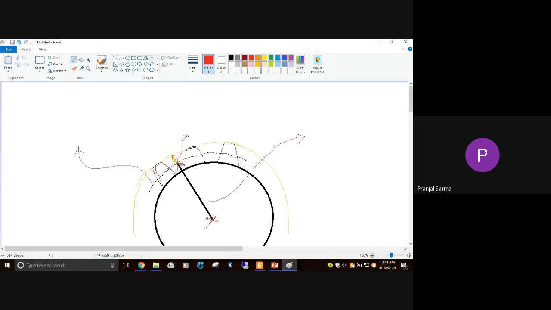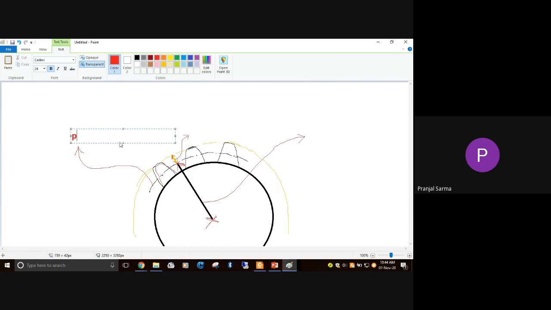Can anyone tell me this circle which is passing through the pitch points? This one, the middle one. What is this circle? This is nothing but the pitch circle, and the corresponding radius is the pitch circle radius. And this upper part is nothing but the addendum.